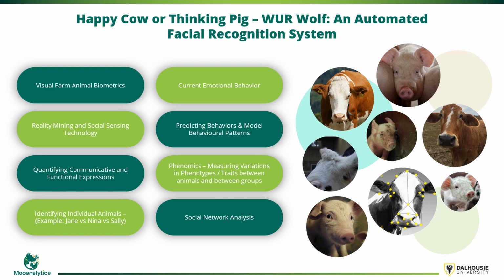There are many other applications: social network analysis, phenomics. We would be able to understand the traits between animals and between groups, using the traits to correlate behavioral traits and physiological traits with genomic traits, in terms of developing phenotyping for new applications. That's also a possibility using this biometric-based behavioral pattern understanding from the vision data composed of both images and video.